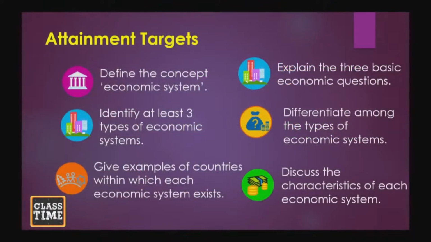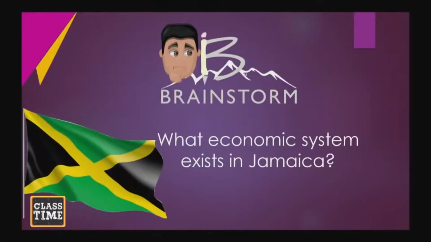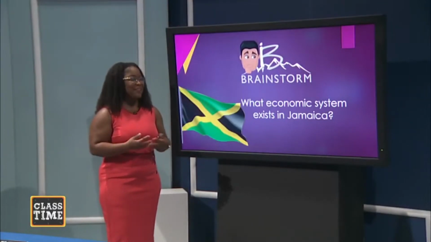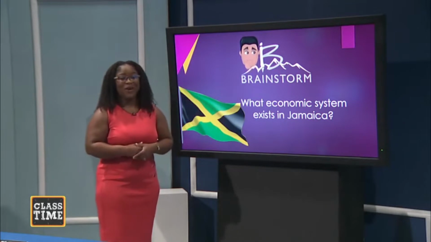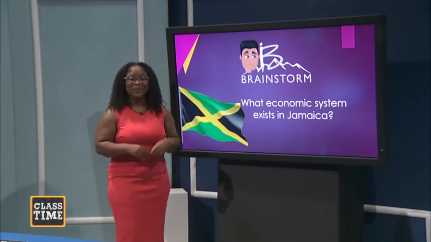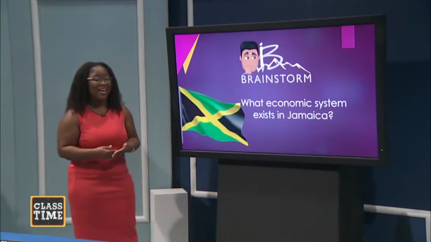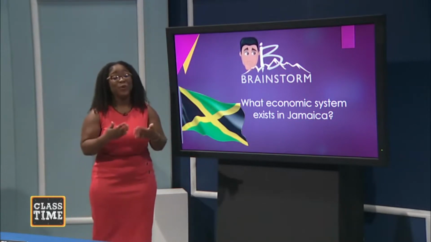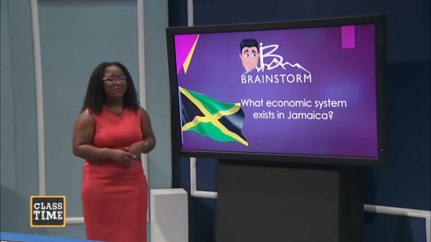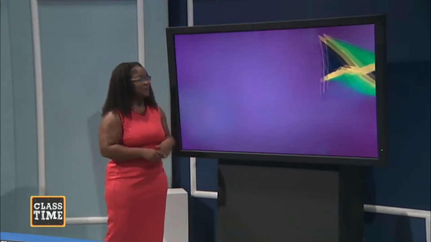Now, the first thing we're going to start off with today is a brainstorm. Let's look at our brainstorm question. I want you to bear this question in mind and think of an answer. Maybe you have been exposed to economic systems before. Our brainstorm question of the day is, what economic system exists in Jamaica? We live in Jamaica. What do you think? Think about this question as we go throughout our lesson today. You might find your answer. We'll come back to this question at the end of our lesson.